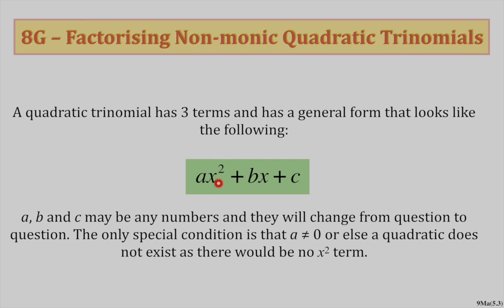Non-monic means the number in front of the x squared is not 1. It can be anything except for 1 or 0. If it was a -1, it's non-monic. If it was a 4, it's non-monic. As long as a is not 1, because that makes it monic, and as long as it's not 0, because if it's 0, there's no x squared, and then it's no longer quadratic. So these are the trickier types of questions. Let's get into it.